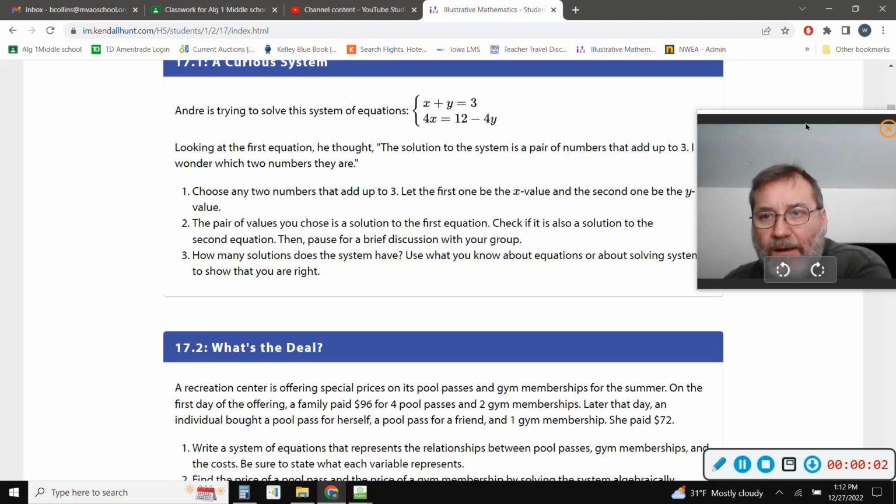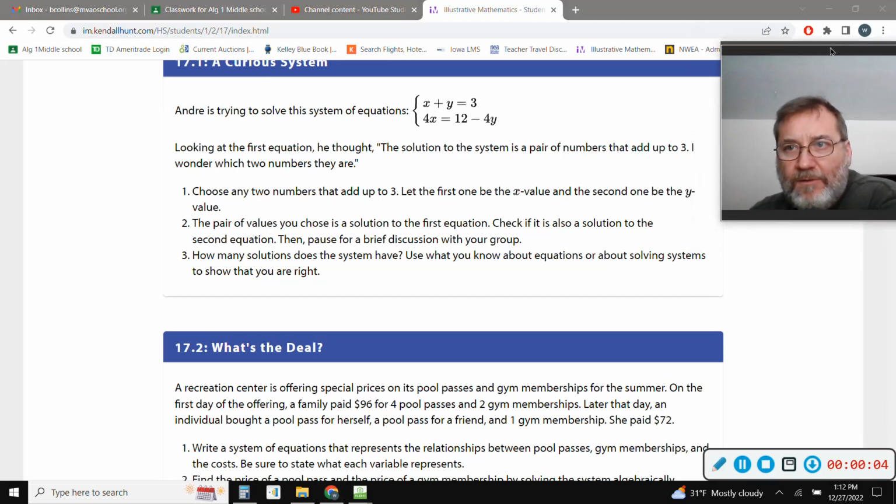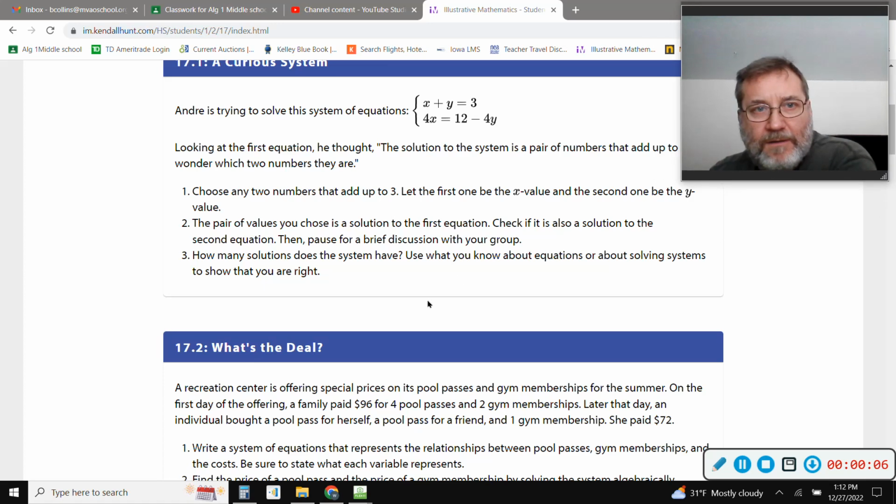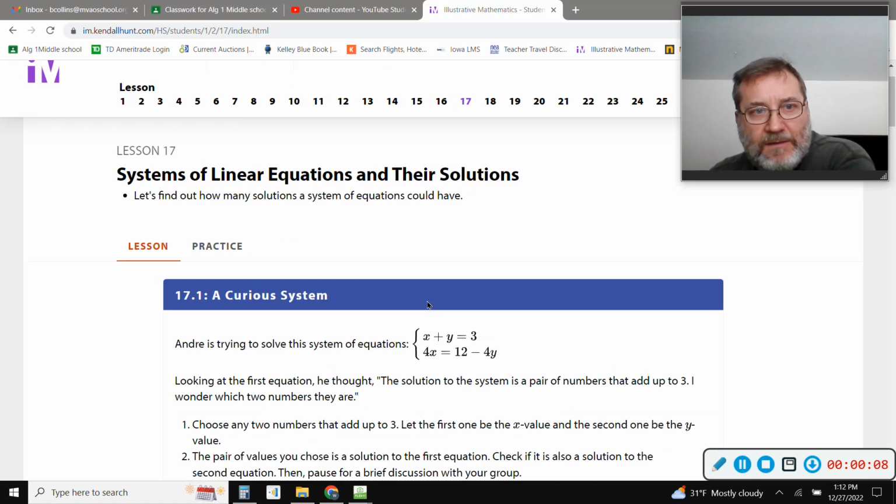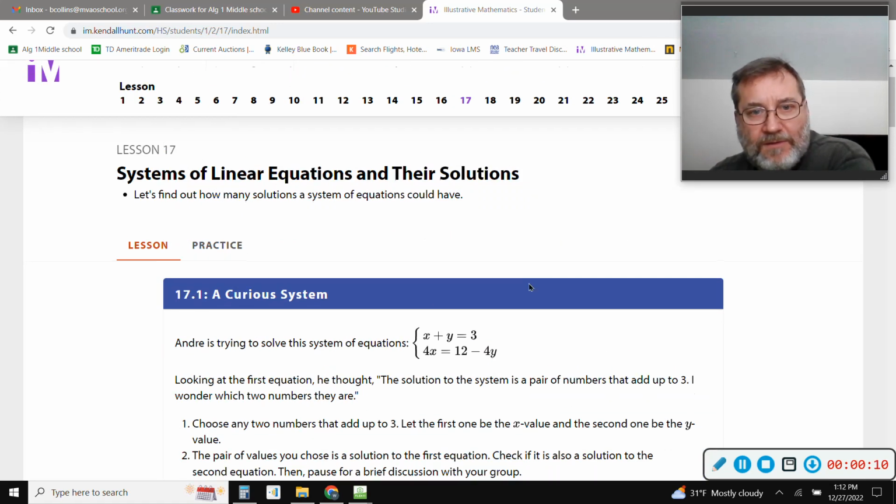Hello everyone, and welcome to Unit 2. This is Lesson 17, Systems of Linear Equations and Their Solutions.